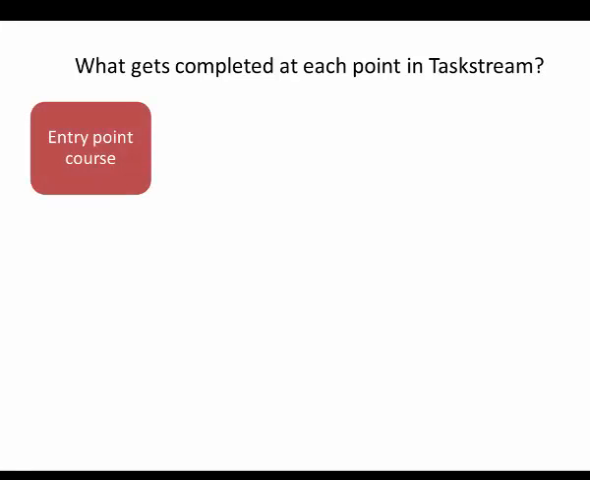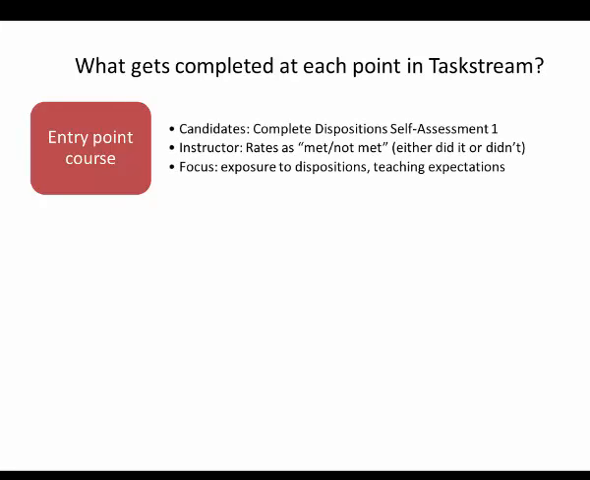What gets completed at each point in TaskStream? Program faculty have identified specific dispositions courses for each of their respective programs. At the entry point course for all programs, candidates complete Self-Assessment 1. This self-assessment asks candidates to rate themselves on each area of the identified dispositions.